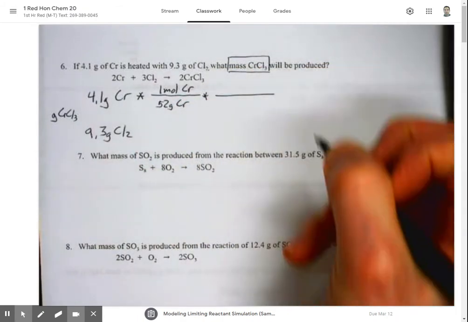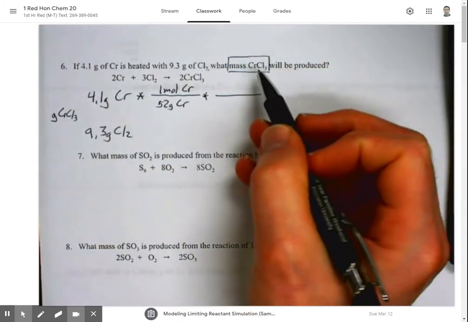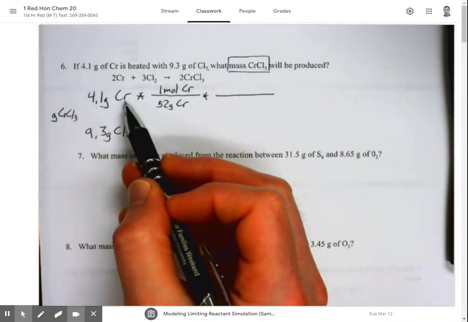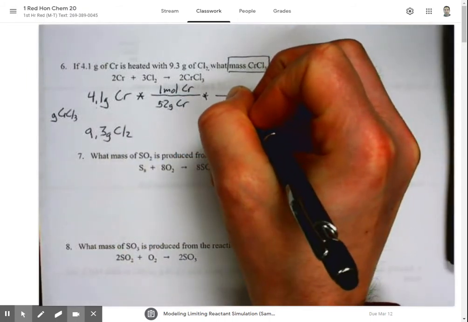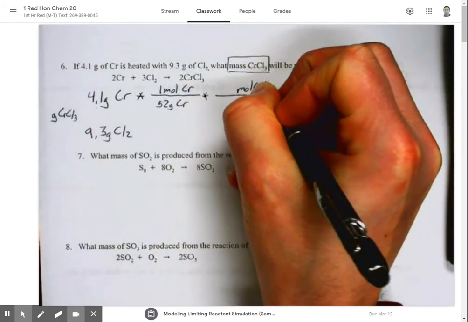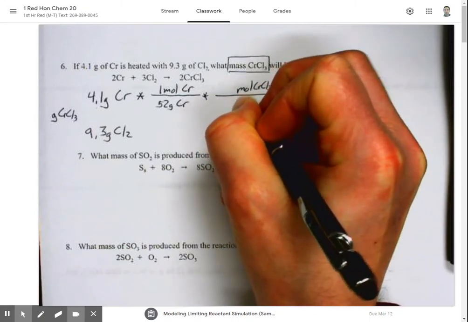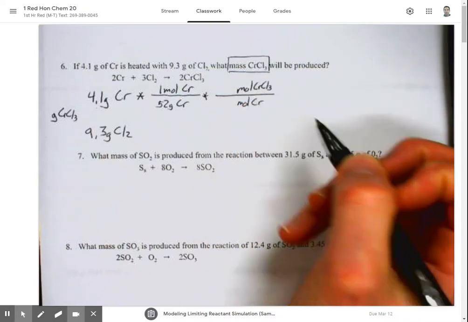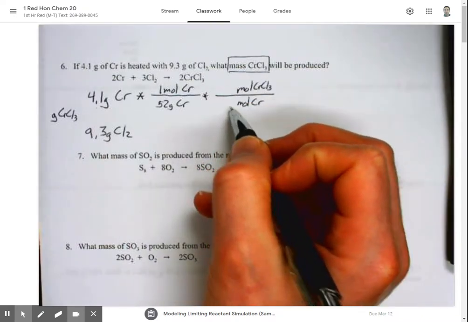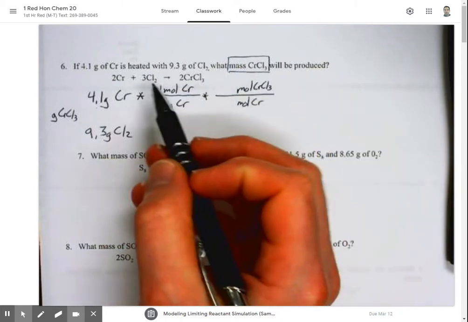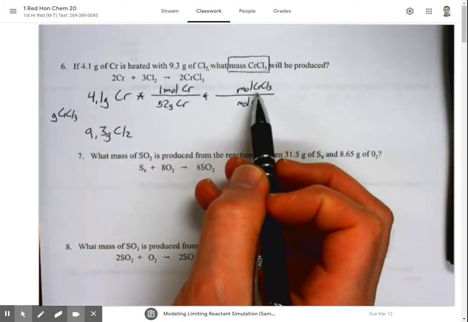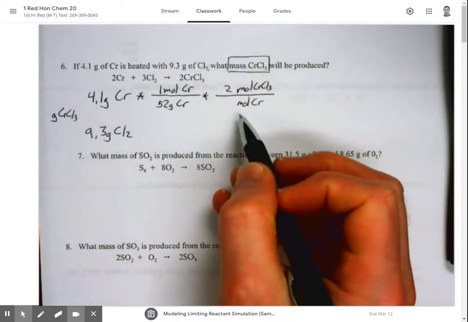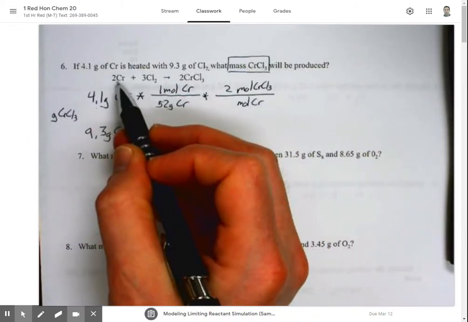In the middle step, we're going to use our mole ratio, and we always put the substance that we want to end up with in the numerator, our starting substance in the denominator, and our mole ratio is going to be moles on the top and moles on the bottom. It's just moles of our starting stuff on the bottom, what we want to switch to on the top, and the numbers that go in the mole ratio are found in the balanced equation. They're the coefficients. So the coefficient of chromium chloride is 2, and the coefficient of chromium, in this case, is also 2.